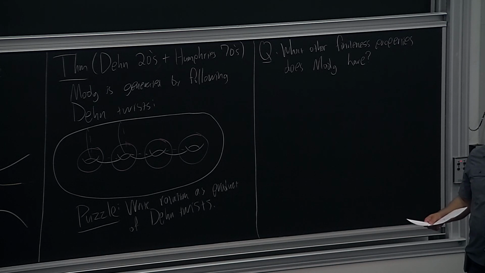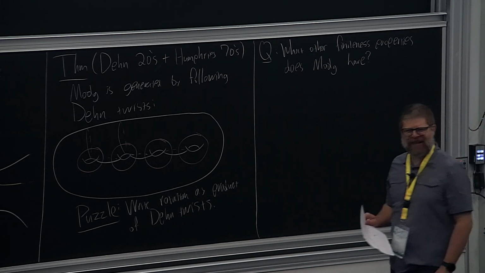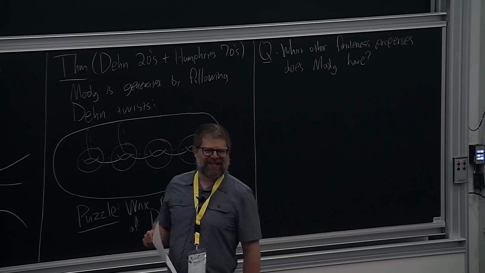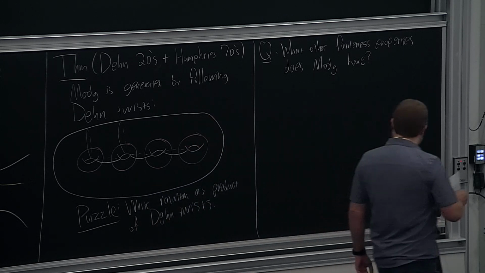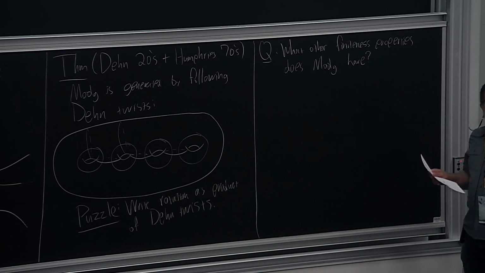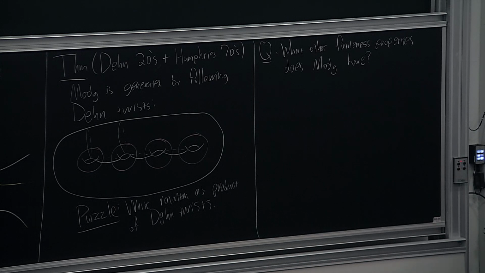I want to explain why that is, and why we've known that since the 1960s. Though in some sense we didn't know that we knew that since the 1960s. I know Karen's shaking her head. Yeah, that's a provocative statement I just made. I'll explain. So what other finiteness properties does the mapping class group have?